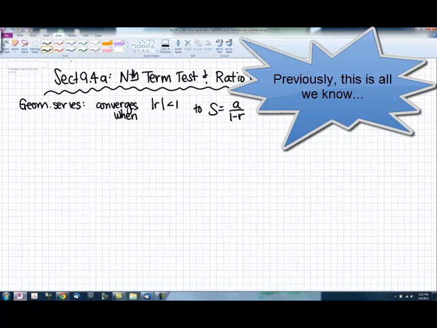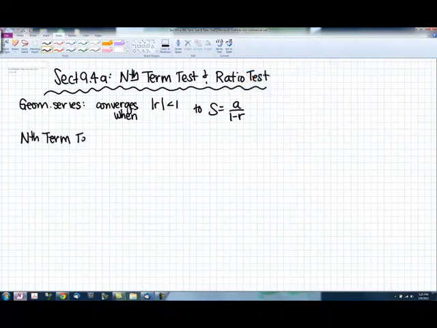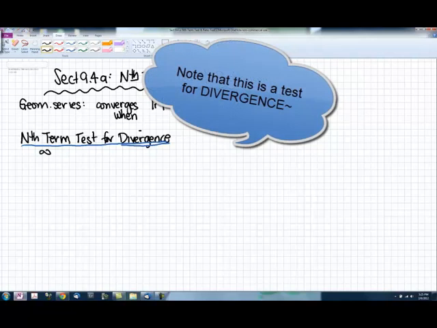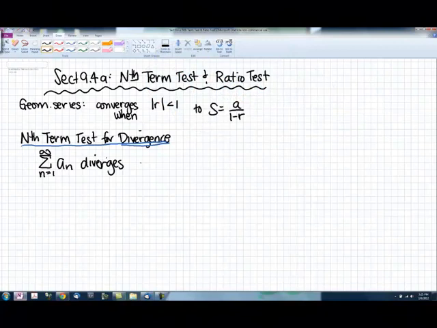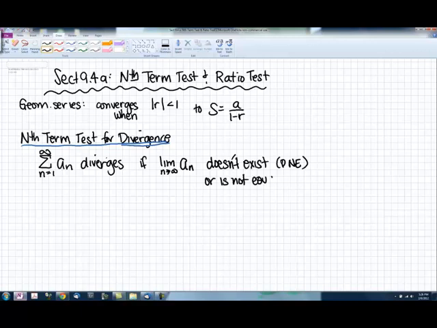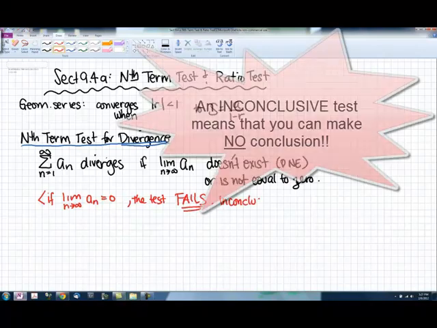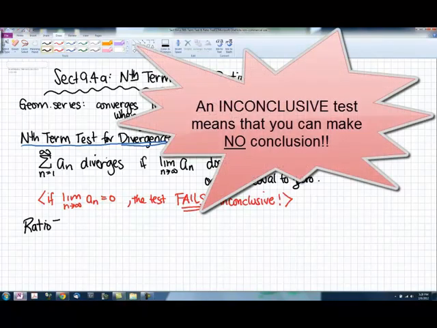What we're going to do today is talk about a new test, and it's called the nth term test for divergence. So what this test says is that if you have a series, it's going to diverge if the limit as n approaches infinity of a sub n doesn't exist or is not equal to 0. If the limit as n approaches infinity of a sub n equals 0, the test fails, which means it is inconclusive.